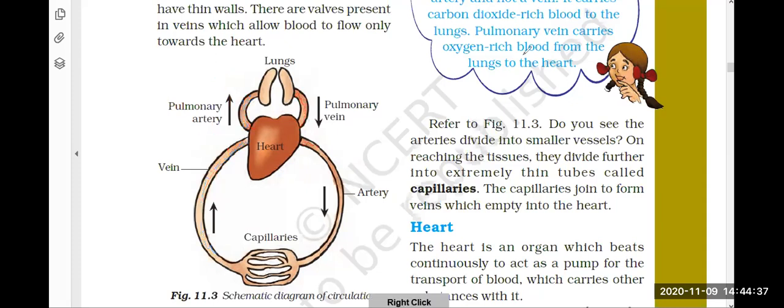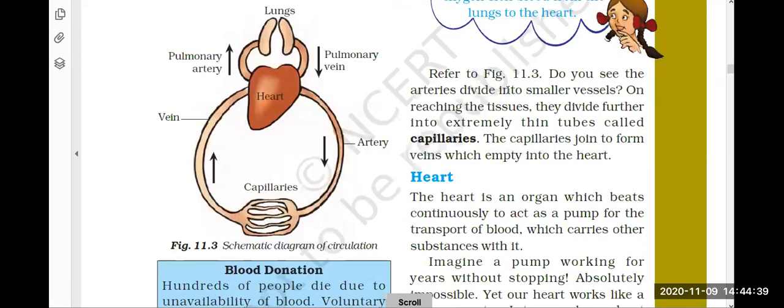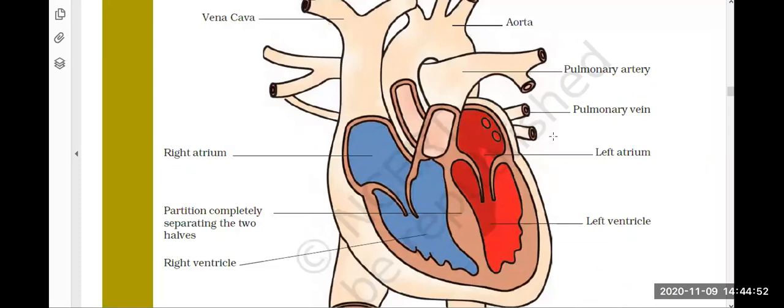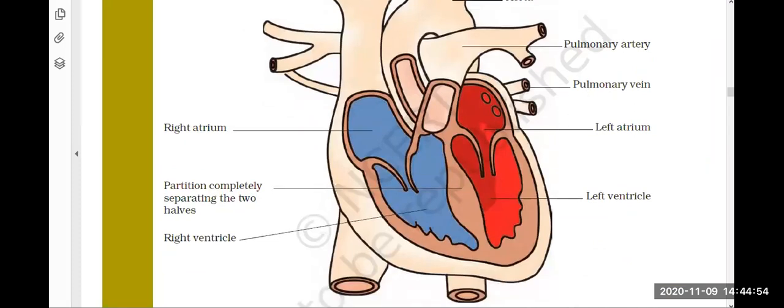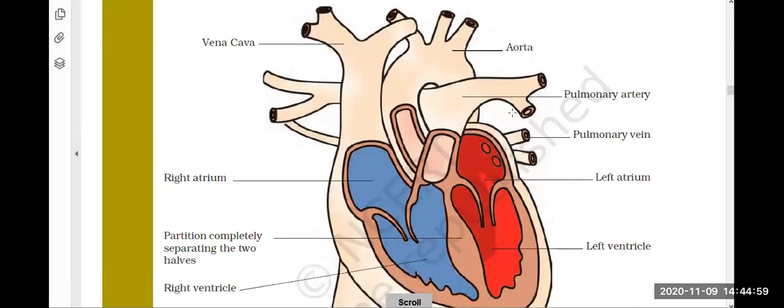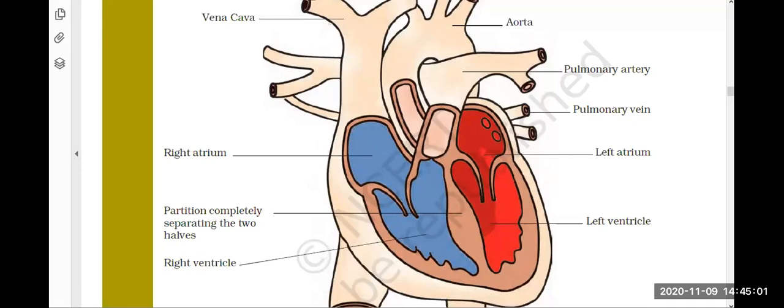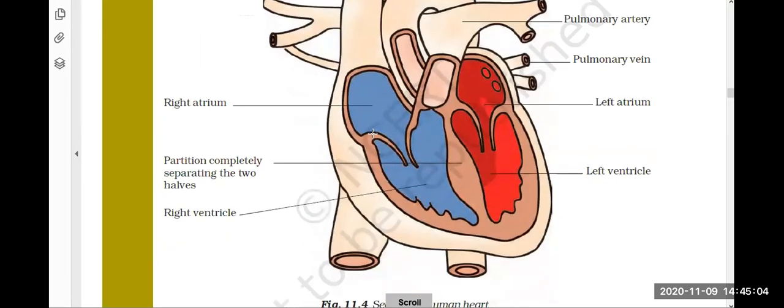Now, we talked about the heart, and we have already studied this heart. We have four chambers: the right atrium, left atrium, right ventricle and left ventricle. Is there anyone who still has any doubt about the heart and its process? So this is the diagram that you have to draw. This as well as this, both are vena cava. Yes or no? This is also vena cava and this is also vena cava.